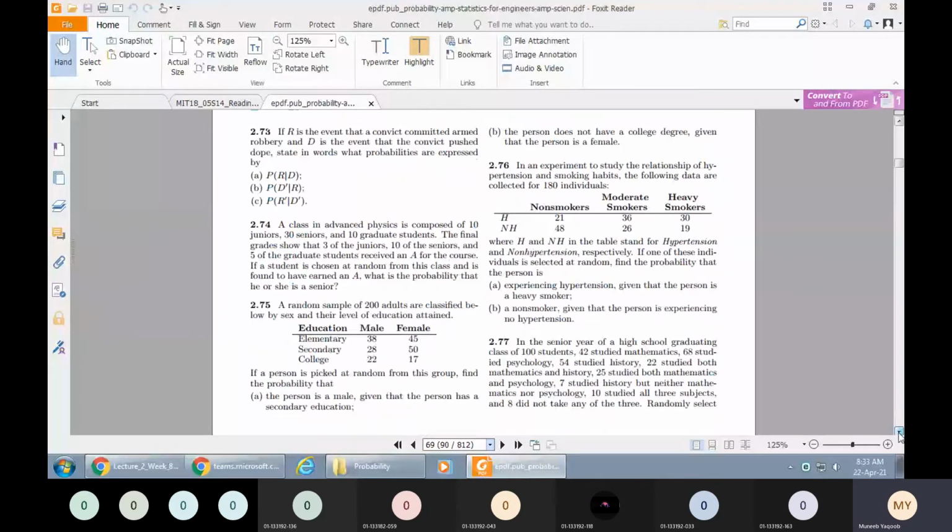Okay, students, you can see exercise problems related to conditional probability from 2.73 to 2.77. Which problem should I solve for you?